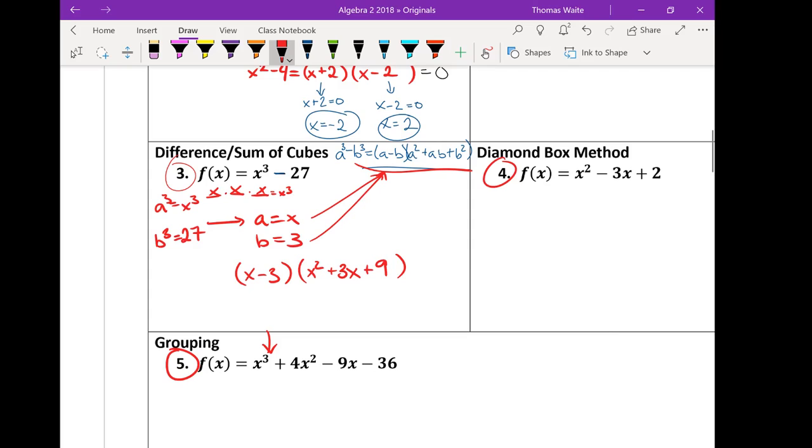Okay. So we got it factored, almost all the way. This factor I'm going to underline in green, that's all the way factored. It's good to go. We can get its zero. It's just going to be x equals 3.